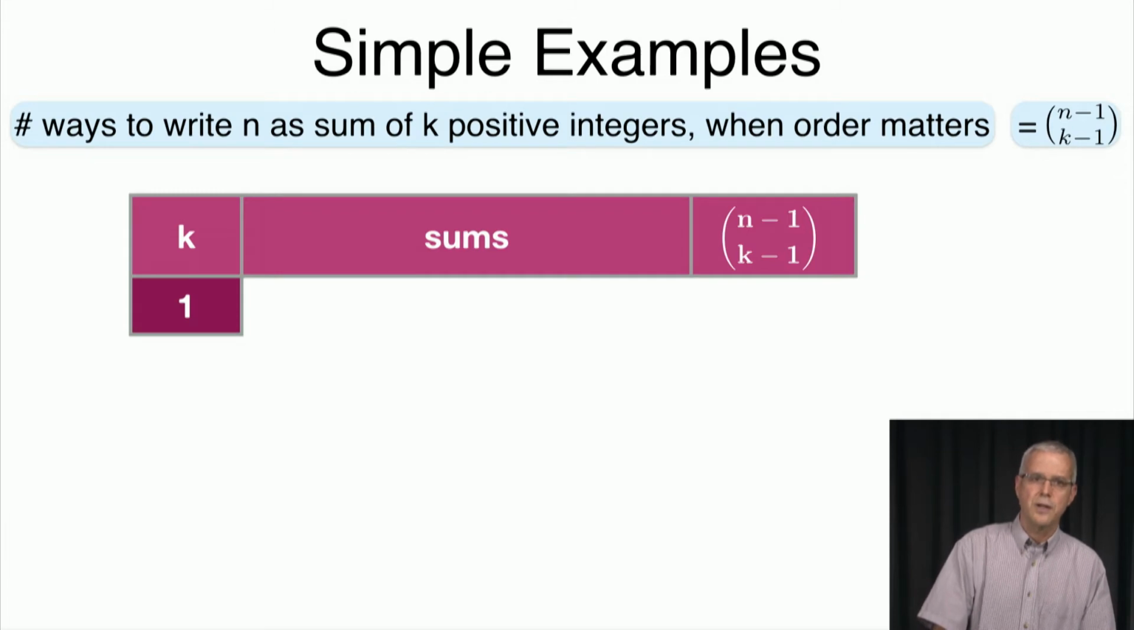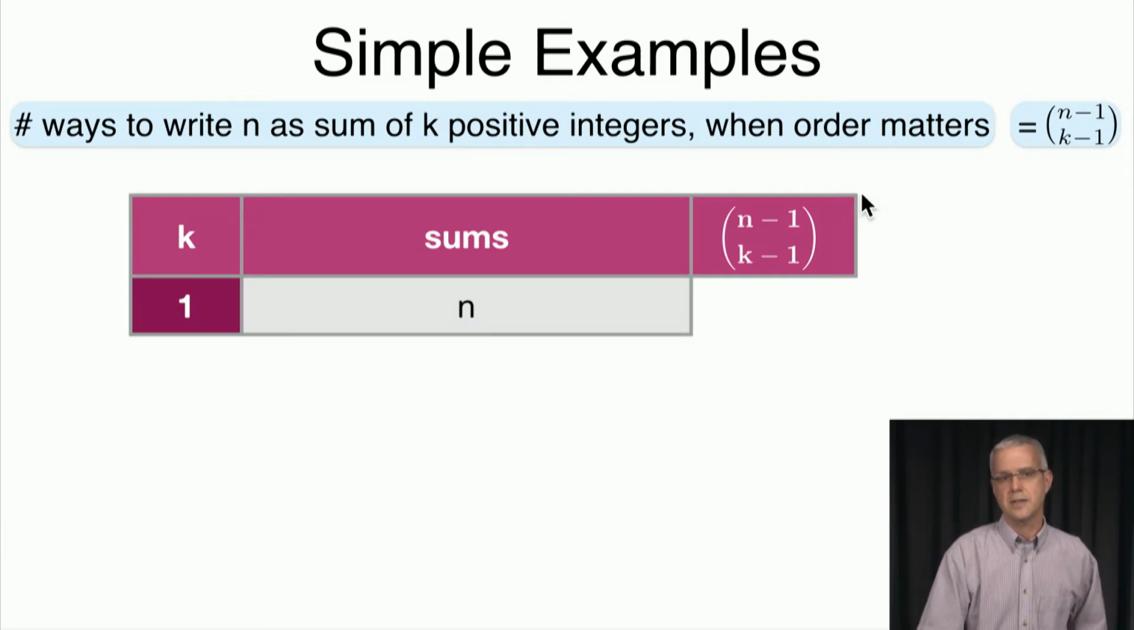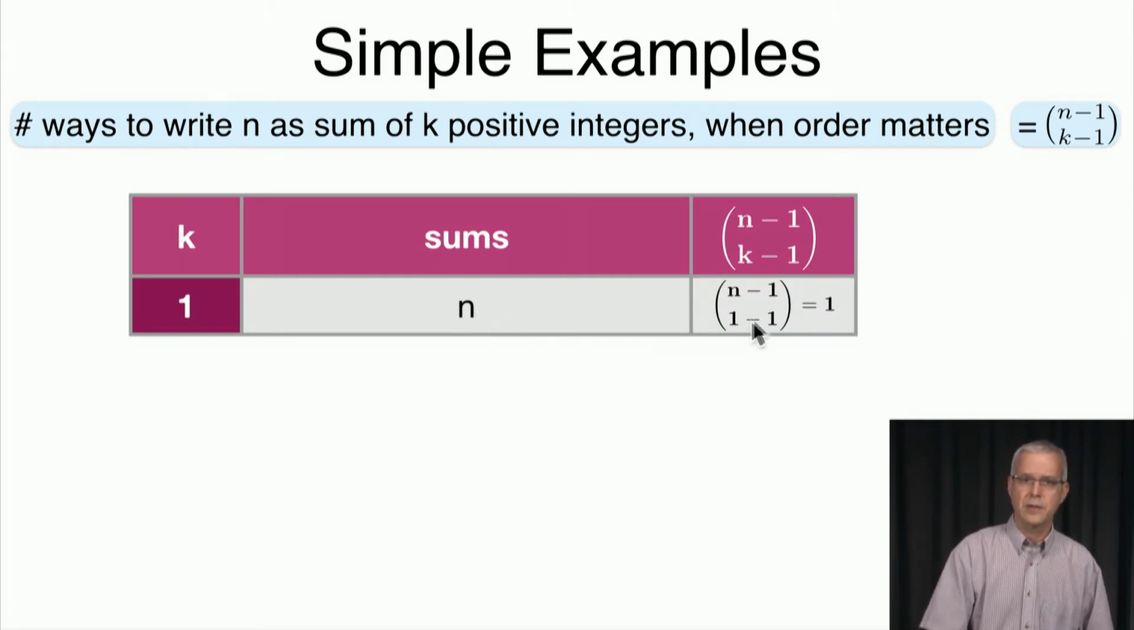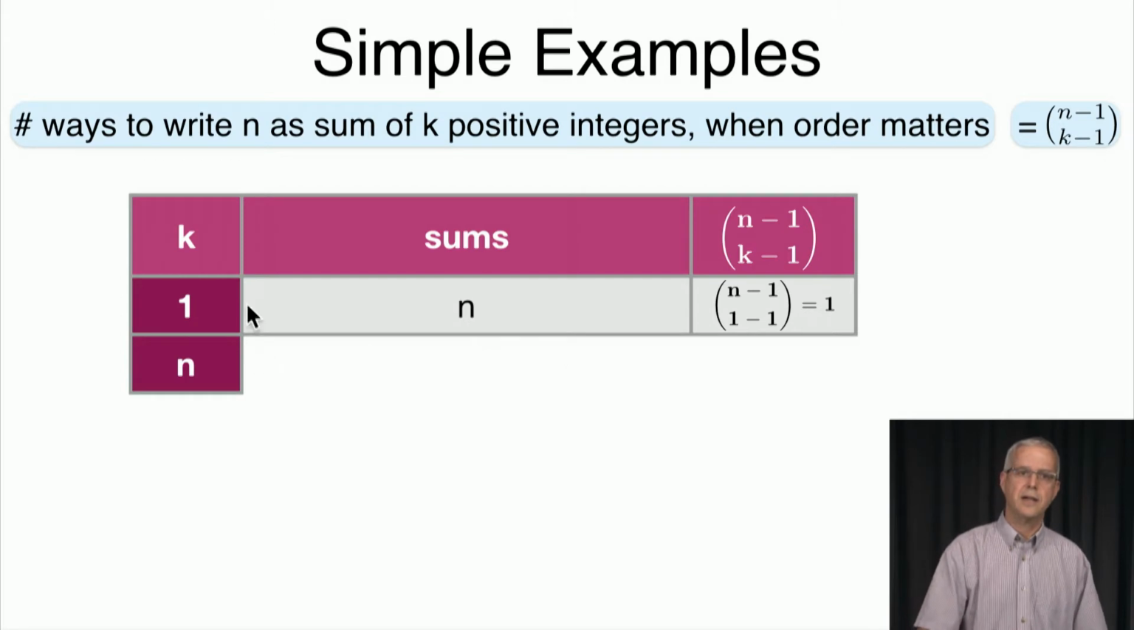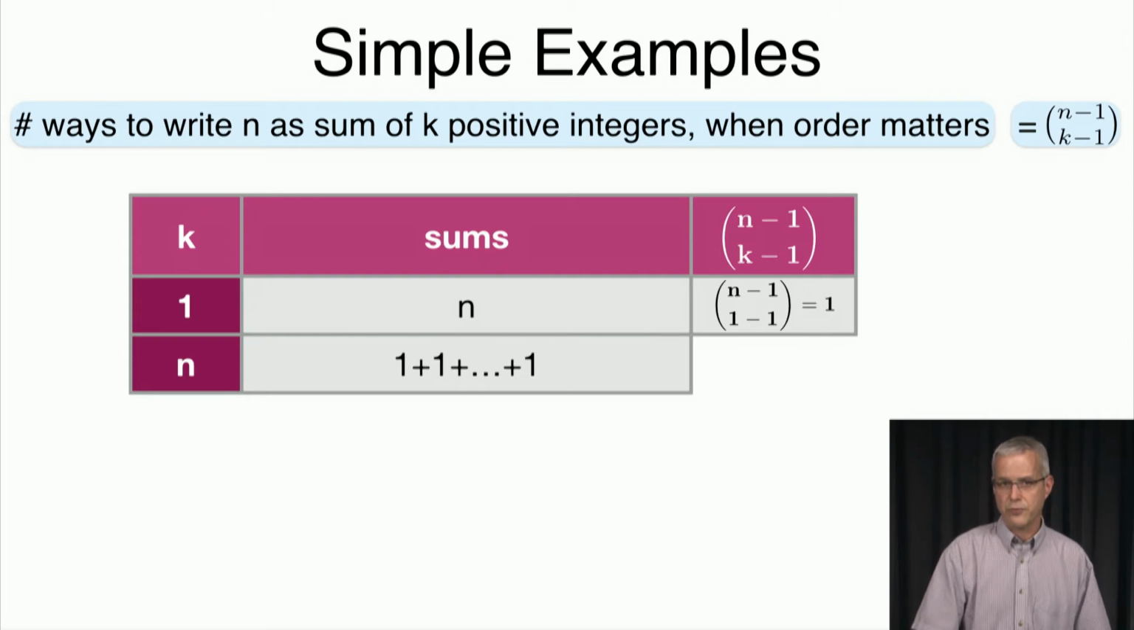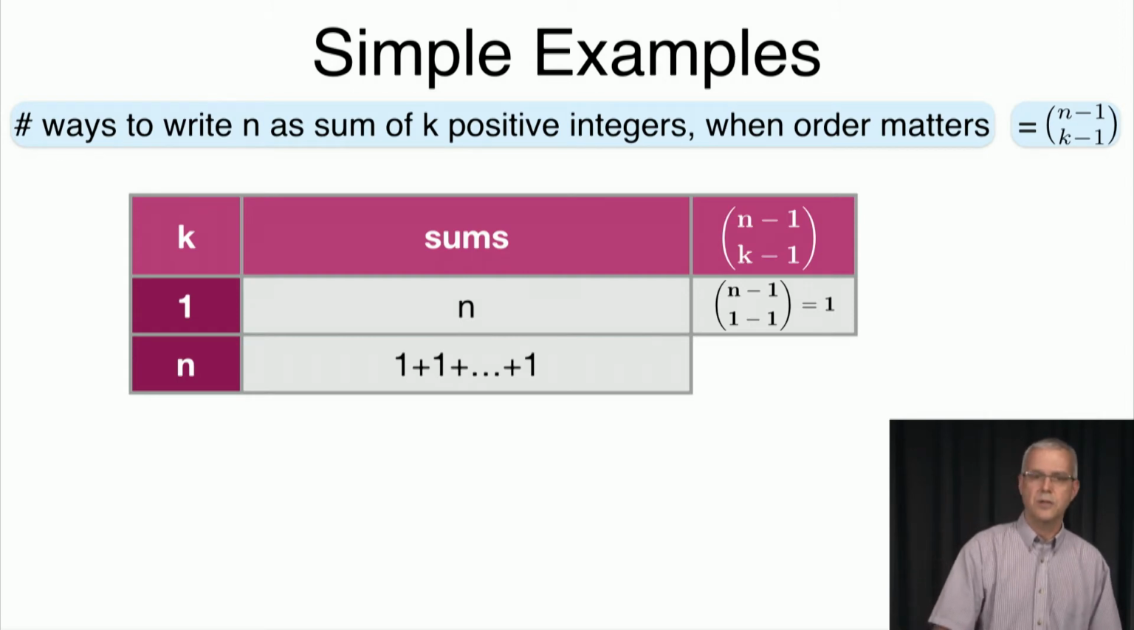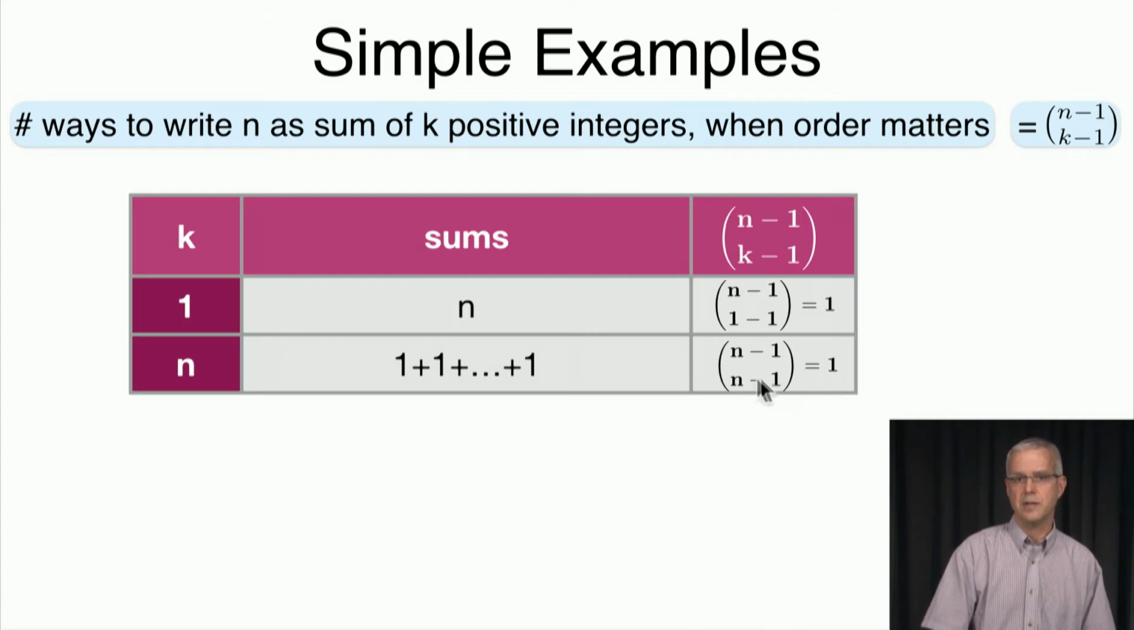If k is 1, then we can write n in a single way as a sum of one term, just n is equal to n. So there's only one term. And sure enough, if we write n minus 1 choose k minus 1, which is 1 minus 1, we get n minus 1 choose 0, which is 1. If we want to write n as a sum of n positive terms, we have to write 1 plus 1 and so on plus 1. So there's just one way of doing it. And indeed, k here is n, so n minus 1 choose n minus 1 is again 1, agreeing with this.